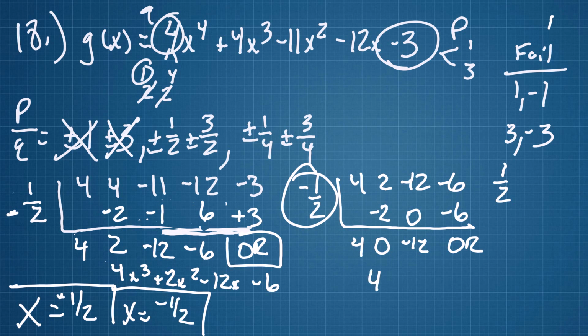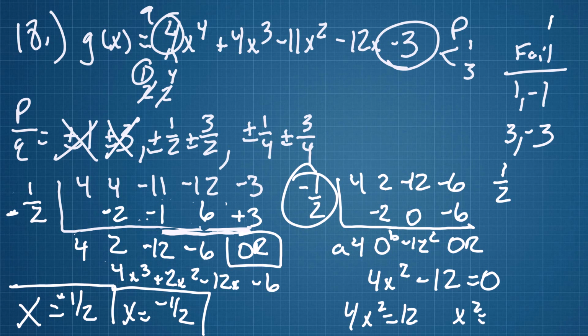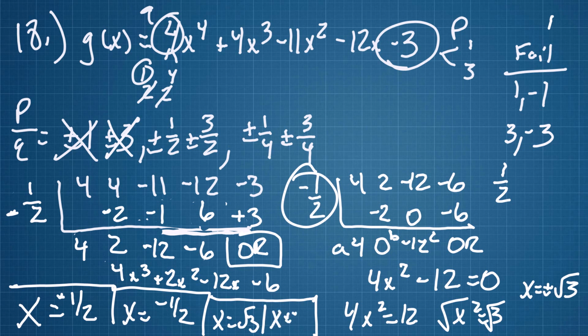Now, I'm left with 4x squared minus 12 equals 0. I could use the quadratic formula, where this is a, this is b, 0, and c is negative 12, but since there's only one x, it's much easier to use parentheses, PEMDAS backwards. So I get 4x squared equals 12. I divide both sides by 4, so I get x squared equals 3, and I square root both sides. I get x is equal to plus or minus radical 3. So there's my other two answers. X is equal to radical 3. X equals negative radical 3. So 1, 2, 3, 4 different answers. And that's it for 18.